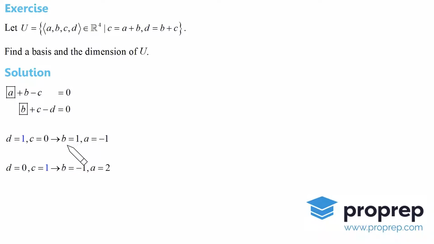I'm going to use the method, we just call it in this course wandering ones, it's not a general name, where from the free variables, in this case D and C, each time we let one of them be 1 and the rest 0. So first we'll let D equal 1 and C be 0, and then the other way around. And once we have C and D, we can compute B from here, and once we have B, we can compute A.